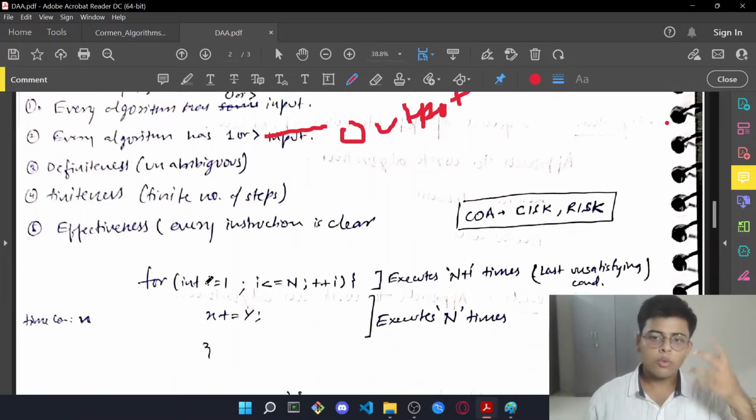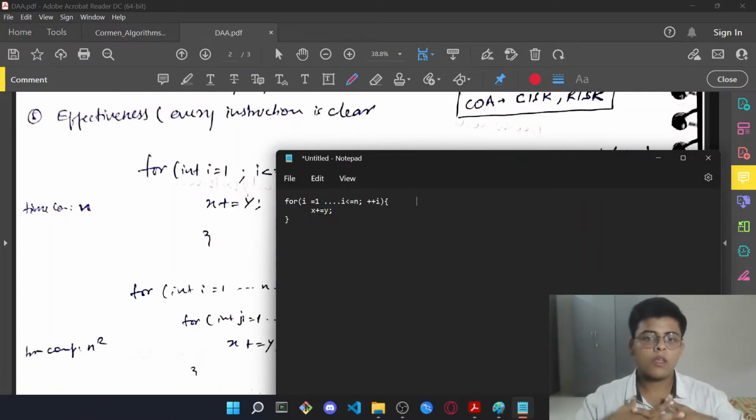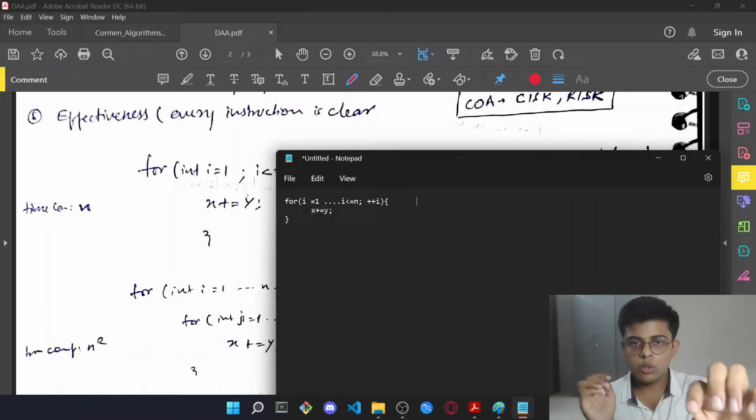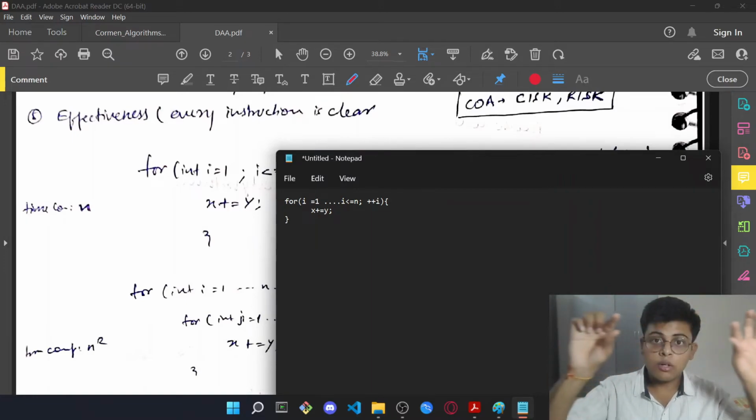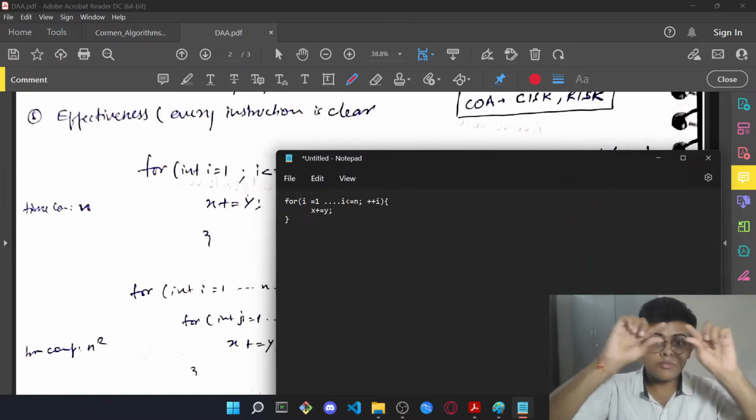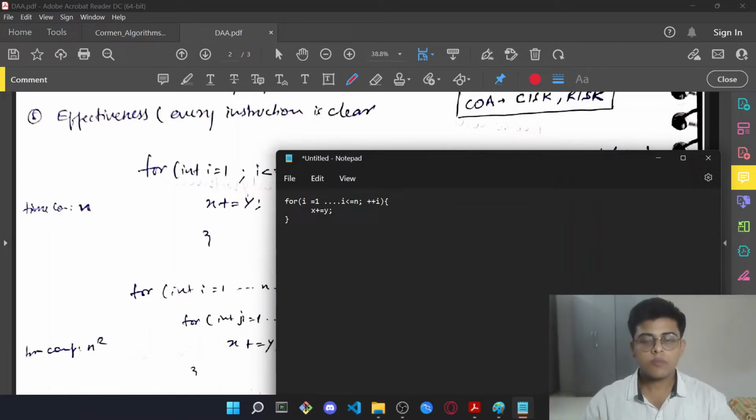Now moving forward. How many times is this first line going to execute? Tell me that. Pause the video and think. I'm not talking about the whole loop, I'm asking how many times this first line will execute. Pause the video and think.